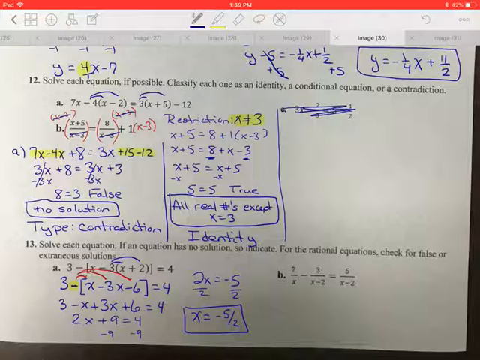So let's start by looking at any restrictions I might have. Now I know I have restrictions because I have x's in my denominator. So if I look at my first denominator, that will be 0 when x is 0. So 0 is a restriction. And then when I look at my second denominator, they're both the same here. That will be 0 when x is 2. So 2 is a restriction. So those values, if I get them for my answer, I do have to throw them out.